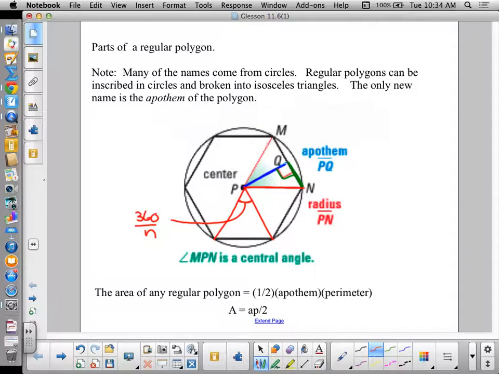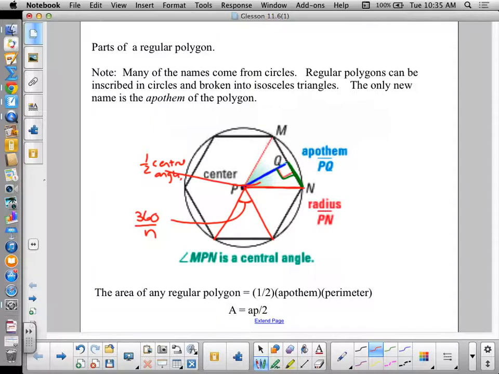So, different ways of doing that. This is half the central angle of the polygon. So all sorts of fun things going on here. The bottom line is we have to be able to find those parts so I can find the area of the triangle, so I can find the area of the polygon.